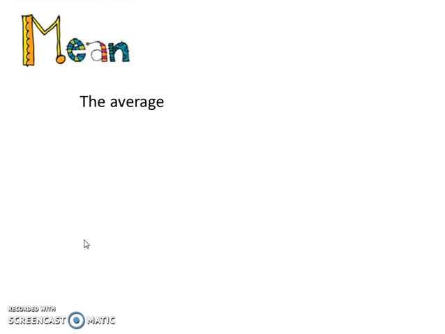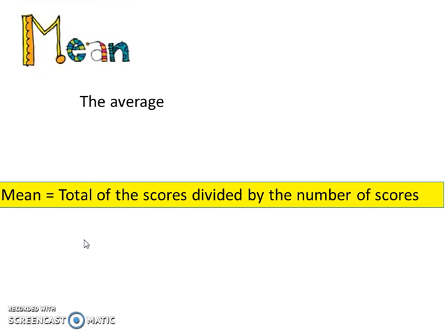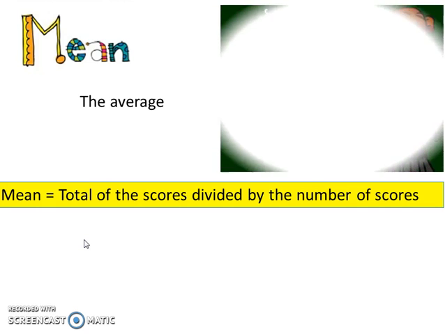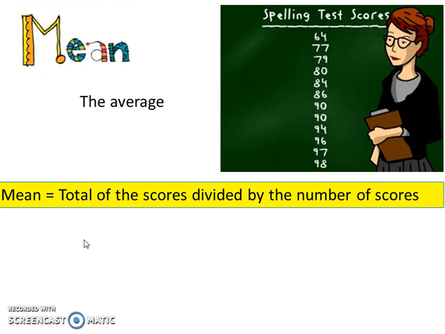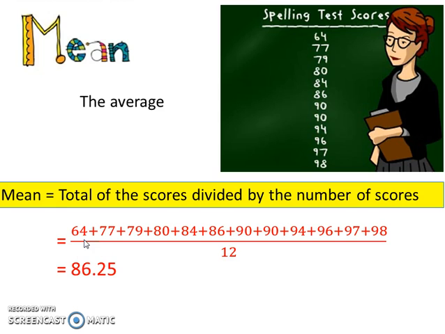The mean is average. And we do that by finding the total of all the scores, add them all up, and divide it by how many scores there are. So for this same spelling test, for the mean, we'd have to add up all those numbers and divide it by 12, because there's 12 scores, and then you would get that. So that would be the average of all the marks for the test.